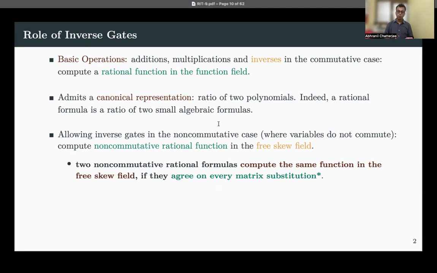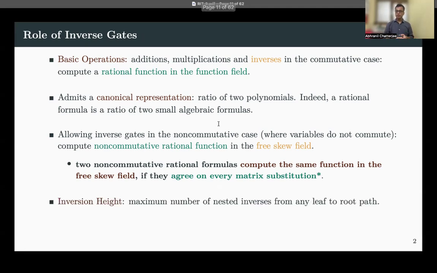But one should note that a rational formula may not be defined on some matrix substitutions. So when we say that two rational formulas agree on every matrix substitution, what we mean is that they must agree on every matrix substitution whenever both of them are defined.